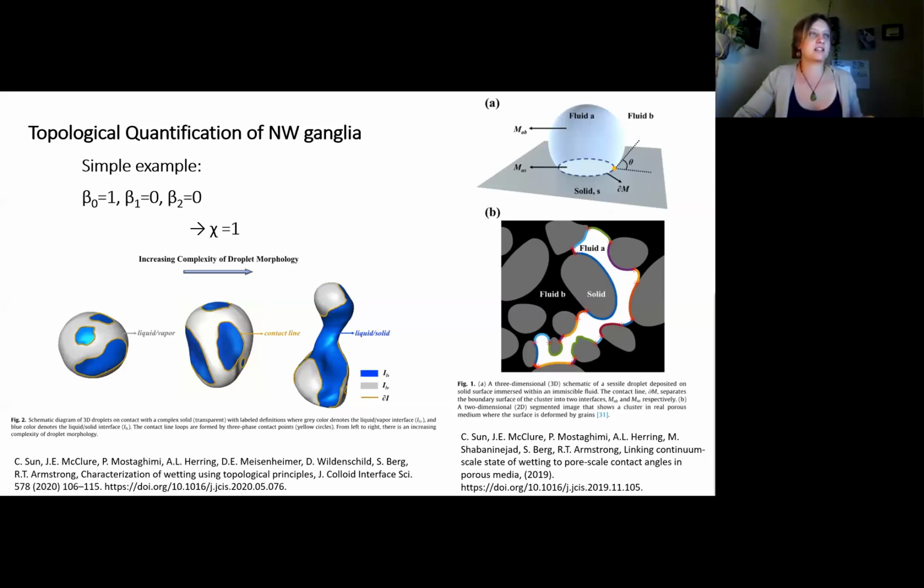Okay, so here's an example of topologically simple fluid ganglia. In all of these cases, the Euler characteristic is 1. So there's one object in all these cases, but no loops, no cavities. And that means that all of the topological laws that apply, for example, to this near spherical droplet also apply to these other ganglia, which may have more complicated morphologies, which might be dictated by the media that the droplet is confined within.